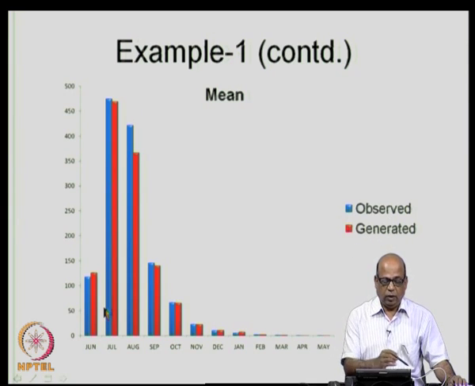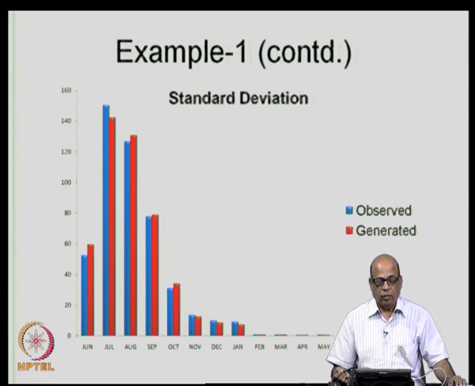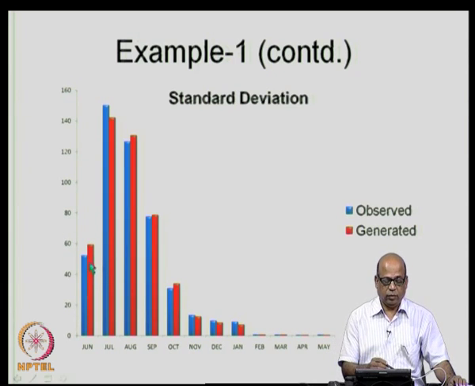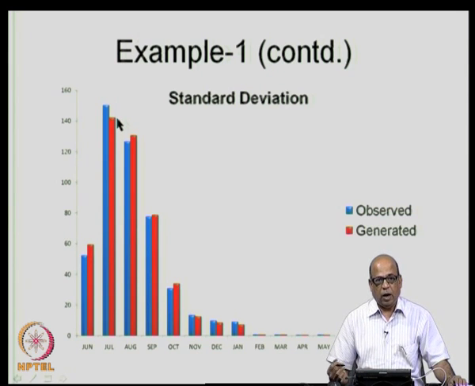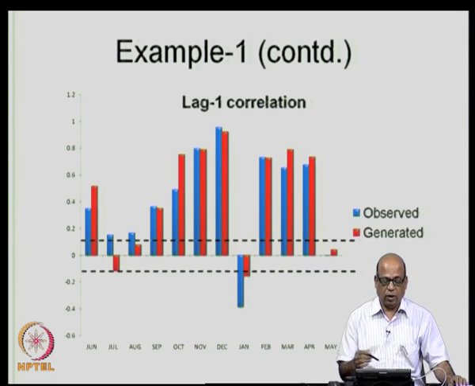Typically, in this particular example, the means match fairly well. So, this is observed data, this is the generated data. Similarly, the standard deviation, this is observed data, this is the generated data. So, mean and standard deviation compare fairly well. Let us see what happens to the lag 1 correlations. Similarly, for the lag 1 correlation we have observed values and we also have the generated values.